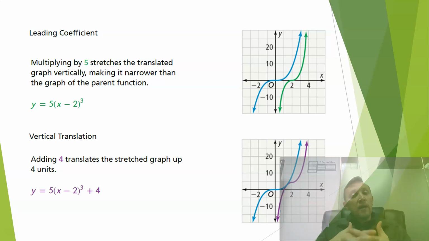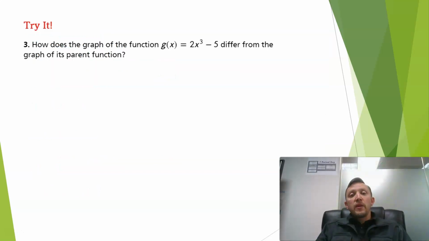But the way that we describe what happened here is it translated to the right 2 units, up 4 units, and stretched vertically 5 times the size. So that's how you could describe it in words.